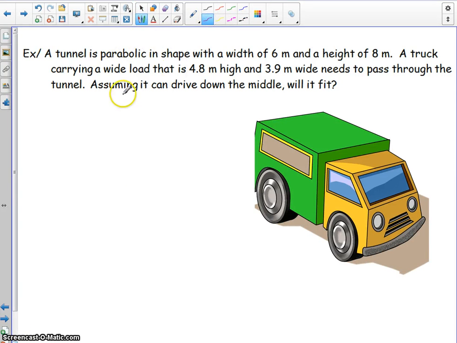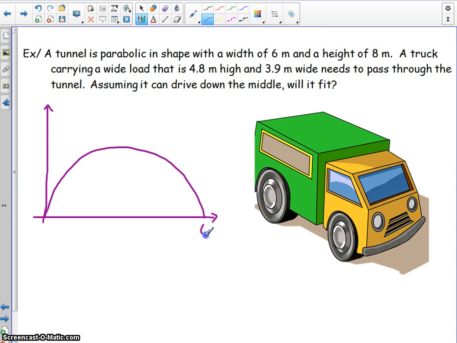Okay, so I'm going to first try and sketch a situation here. So we've got a tunnel that's 6 meters wide, and 8 meters high. So our axis will occur somewhere at 3. And we've got a truck, so picture if you're looking straight down the tunnel here. I've got a truck that's going to try and drive down the middle. So I'll try and draw sort of like the view from the back here, and its best chance of trying to fit is to drive right down the middle.